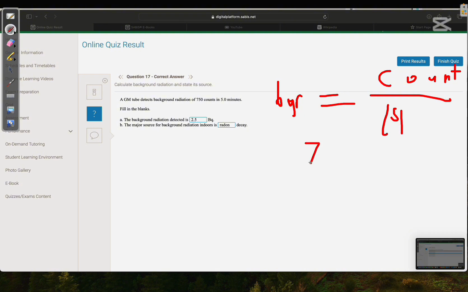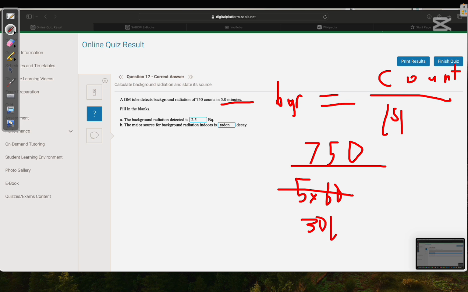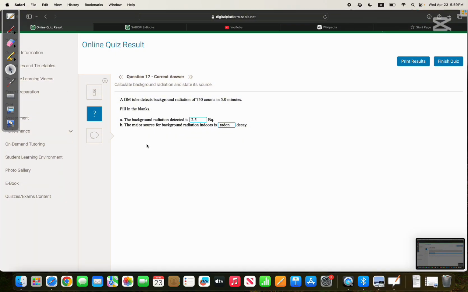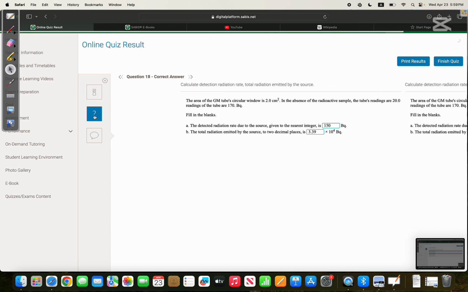So we do 750 over 5 times 60 to convert it into seconds, which is 750 over 300, which is 2.5 Bq. The major source of background radiation is radon decay. This is something which we have to memorize, and it's in the book.